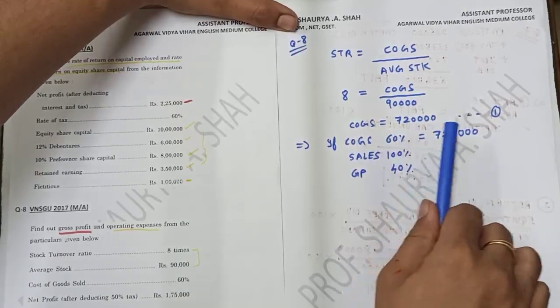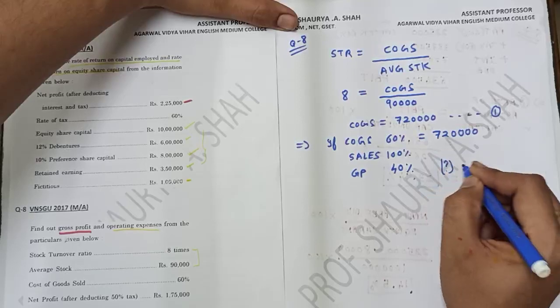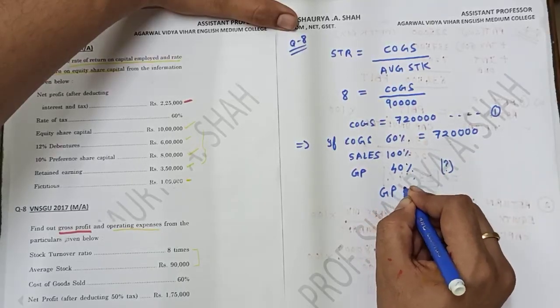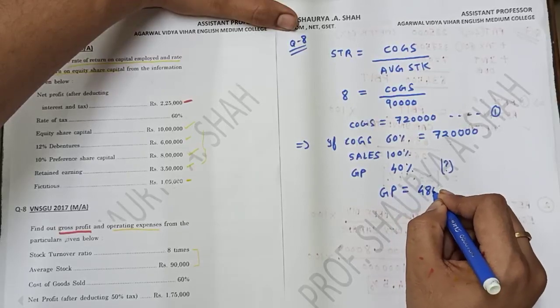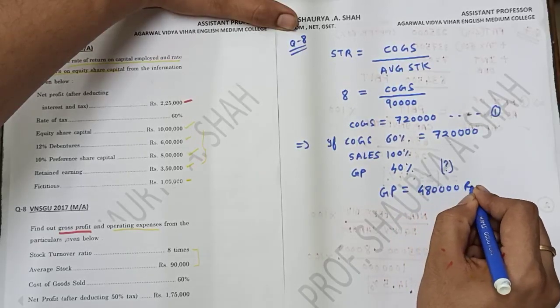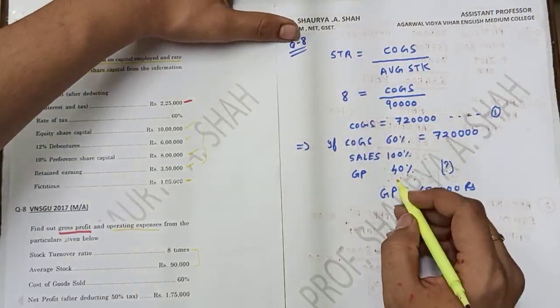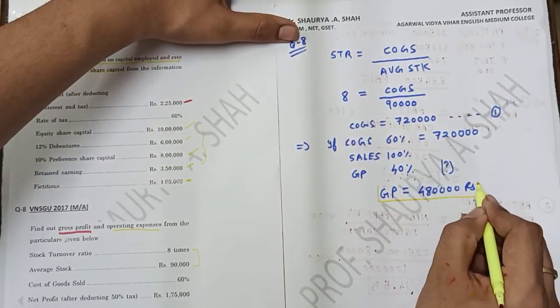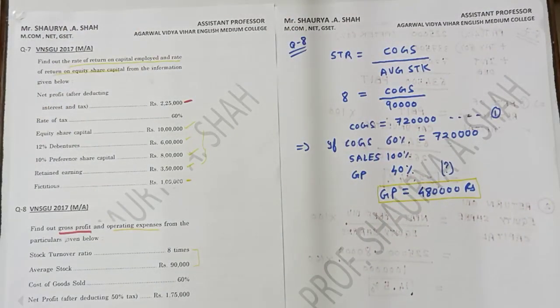So if 60 is 720, how much will 40 be? So that will give me the answer of gross profit, that is 4,80,000 rupees. That is your first answer, students, which is asked in the sum. GP will be 4,80,000 rupees. Is it clear? Fine. Now moving on to the next part of the sum.